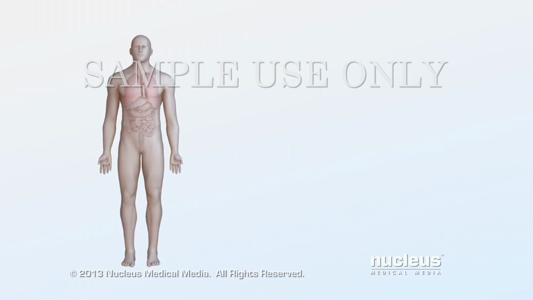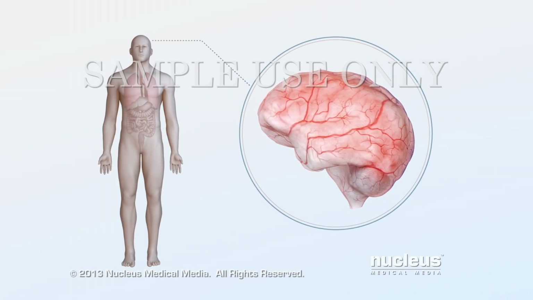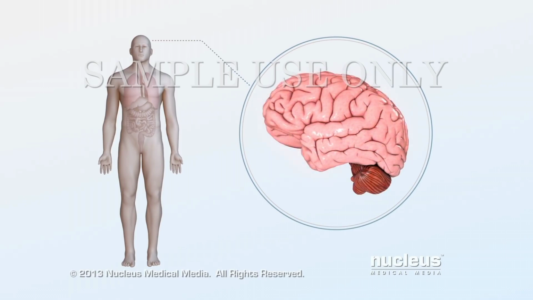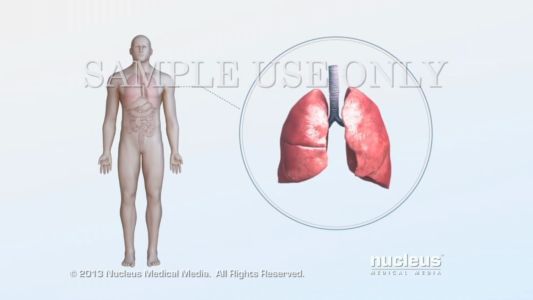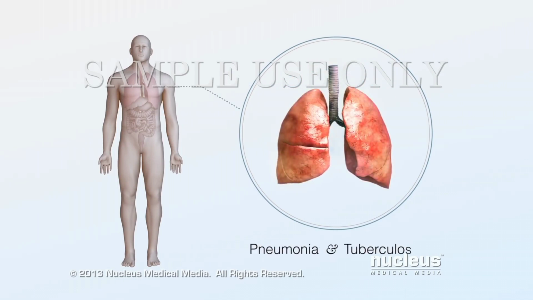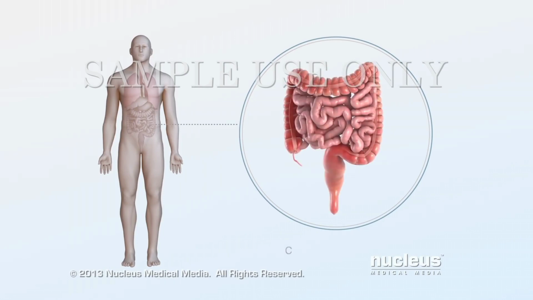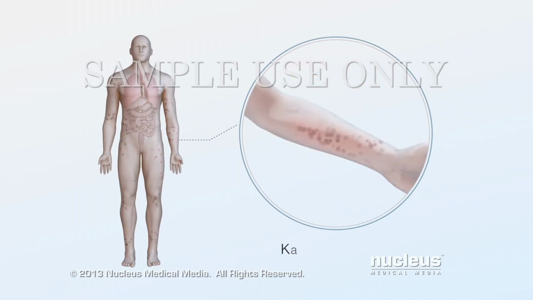Some of the common AIDS-related opportunistic infections are inflammation of the tissues covering your brain and spinal cord, called meningitis, inflammation of your brain, called encephalitis, respiratory illnesses such as pneumonia and tuberculosis, intestinal illnesses such as chronic diarrhea caused by infectious parasites, and cancers such as Kaposi's sarcoma and non-Hodgkin lymphoma.